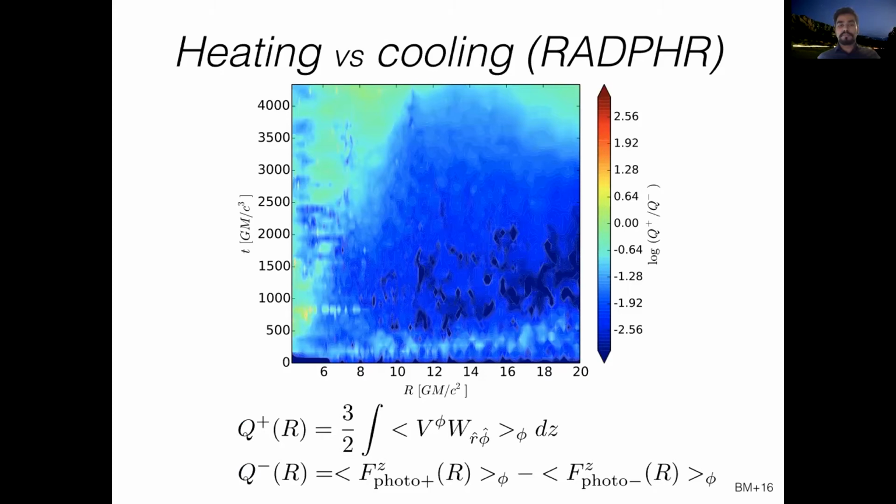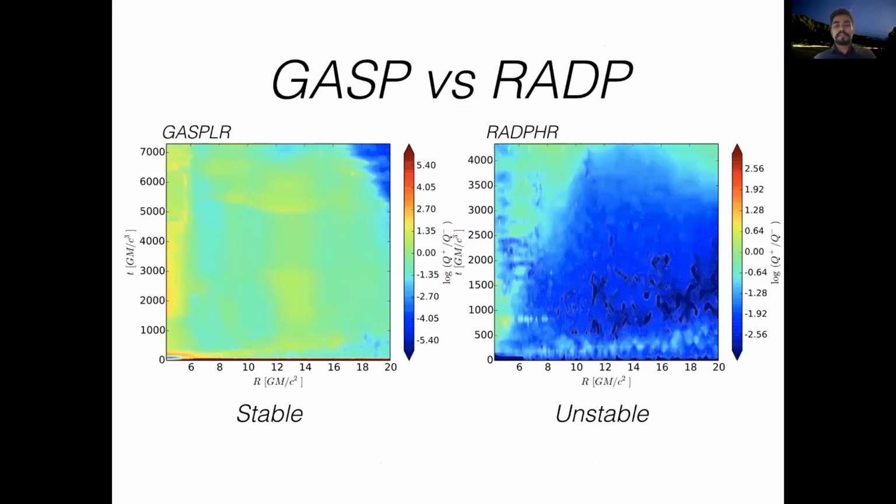So this was the first global GRMHD model with radiation confirming that thermally the radiation pressure dominated disks are thermally unstable, and what has been predicted by local shearing box models, we are in agreement with that. And this is a side-by-side comparison: the stable disks have a balanced heating and cooling rate, and the radiation pressure dominated disks have dominant cooling.